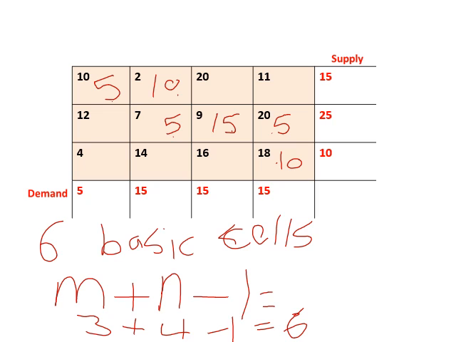So our solution is true because we have only 6 basic cells for this problem, because the number of rows, which is m, plus the number of columns, which is n, minus 1 should equal the number of basic cells. Why are they basic? Because they have values inside each cell. So we call these cells basic cells. Now let's do the final step for the starting solution.